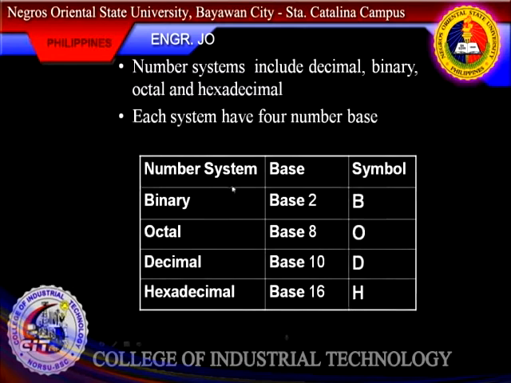Okay, each system has a number base. So for binary, we have the base 2, and the symbol for binary is B. And for the octal number system, we have the base 8, and the symbol for octal is letter O. Decimal, we have base 10, and the symbol for decimal is letter D, and hexadecimal is in the base 16, and the symbol is H.